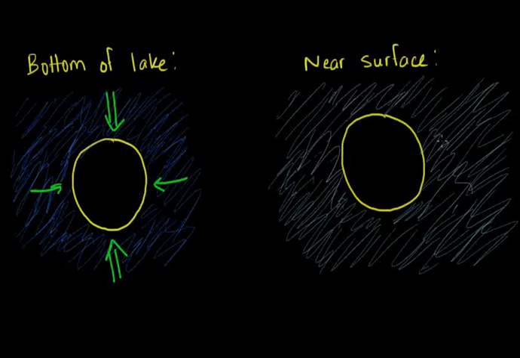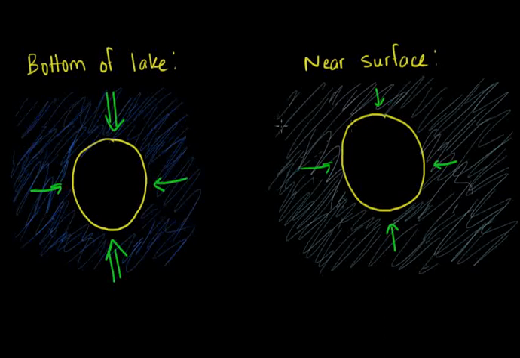What about near the surface? Well, we're still going to have pressure on the sides, we're still going to have pressure from the top and bottom, but there's not going to be anywhere near as much pressure or as much water pushing down on the bubble from the top. It's just so much closer to the surface, and so that force is going to be significantly smaller when the bubble is near the surface than when it's far away from the surface, when it's at the bottom of the lake.